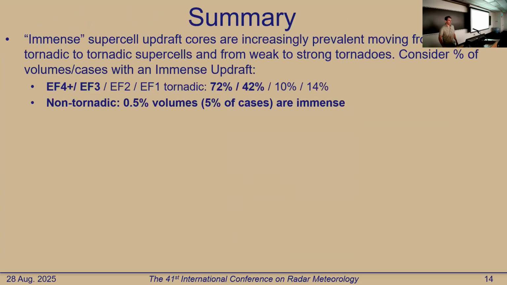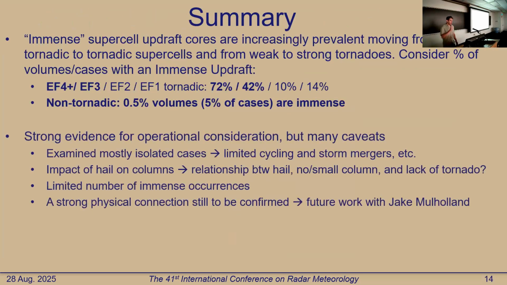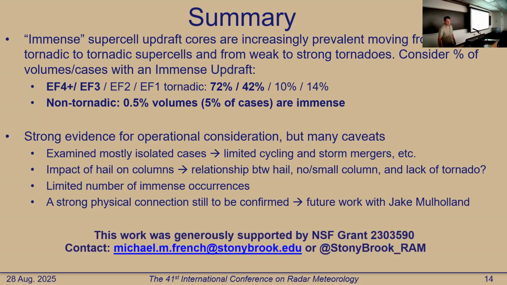So I'll skip through this. So here's my summary. There's a lot of caveats here. So we definitely think that this is operationally useful at this point because the evidence is just becoming overwhelming. But there's a lot of caveats that I've listed here and that you can read through if you want. Big idea here is there's just a huge difference in whether you find one of these immense ZDR columns, depending on how strong your tornado is and whether there's a tornado at all. EF4 is 72%, non-tornadic 0.5%, right? Just a huge difference. So that's what I've been working on.